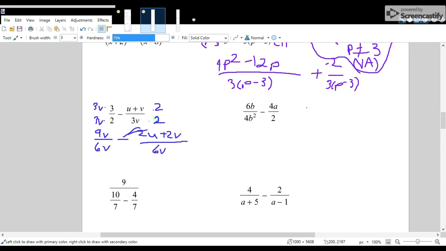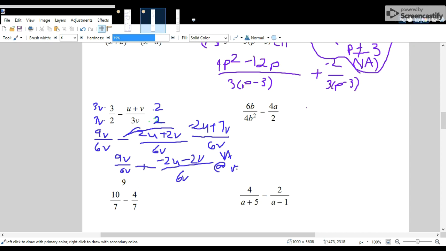Okay, distribute the negative. We get 9v over 6v plus negative 2u minus 2v all over 6v. If we're to combine like terms, 9v minus 2v is 7v. So our answer would be negative 2u plus 7v all over 6v. And we have one vertical asymptote at v equals 0. So that's our excluded value.